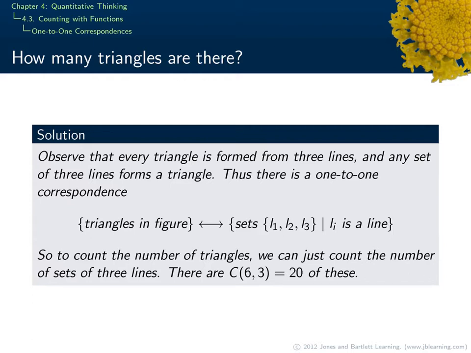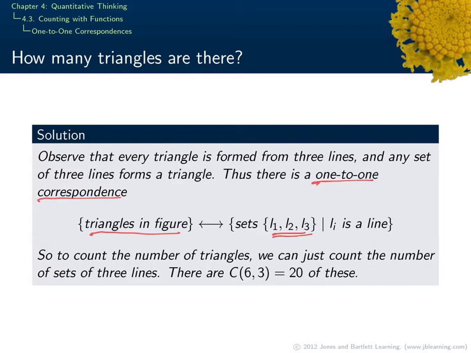Right, so you could go back to that previous slide and try to count all of the triangles that are formed from that collection of lines. Because every line hits every other line, and no 3 lines intersect in a single point, every triangle must be formed from 3 lines, right? And any set of 3 lines forms a triangle. So there's a one-to-one correspondence between triangles in the figure and sets of 3 lines.